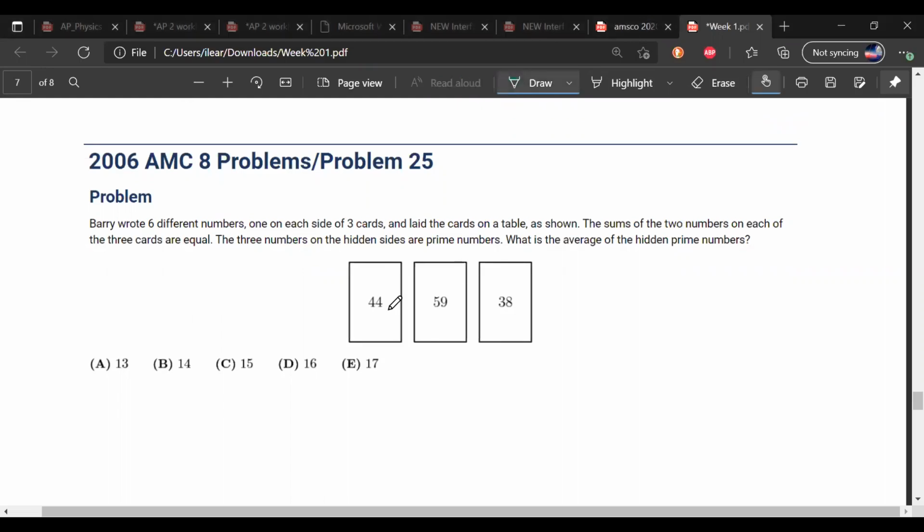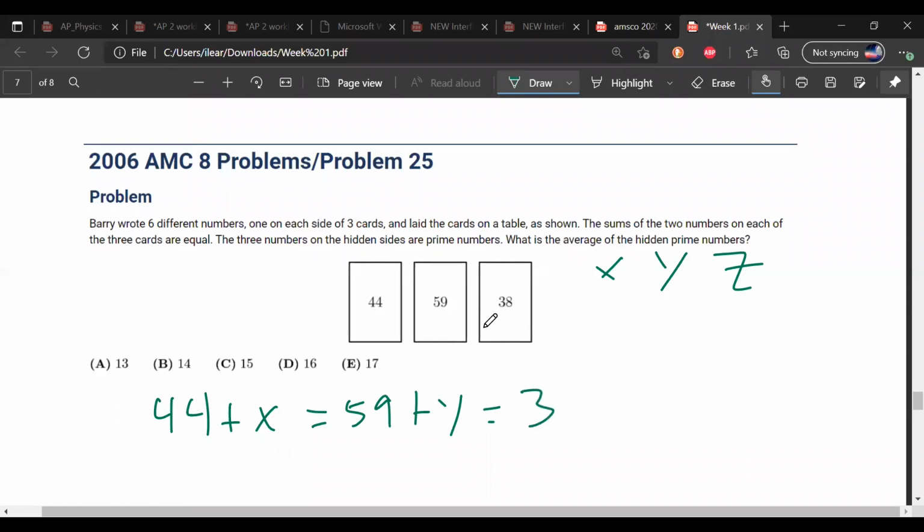So we would have 44, 59, and 38. So 44 plus x, right? So let's say the primes are called x, y, and z. So 44 plus x is equal to 59 plus y is equal to 38 plus z.